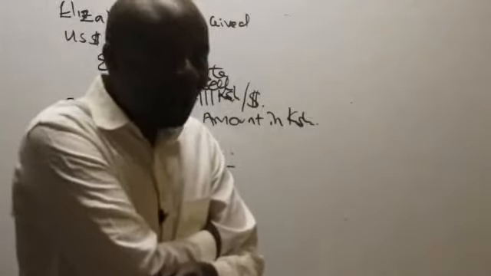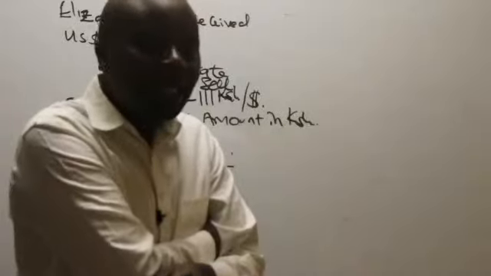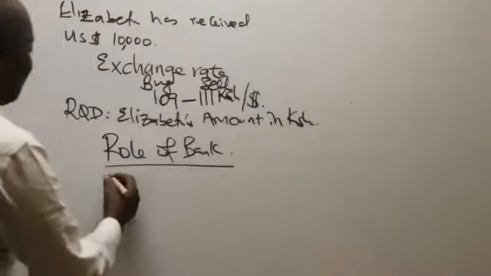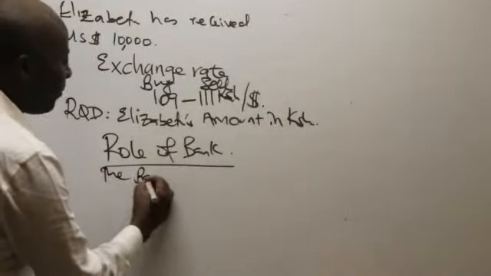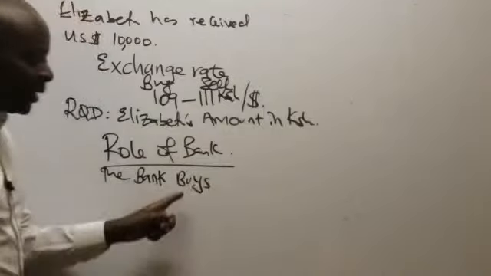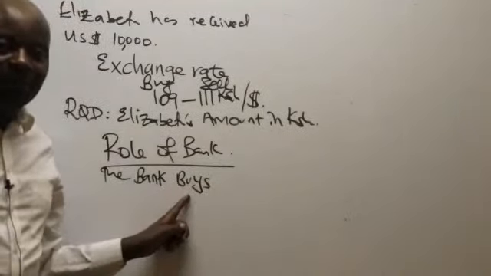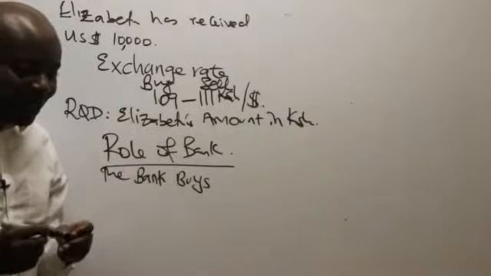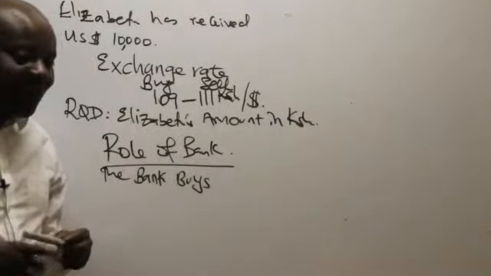So then I'm able to see what the bank will be doing. In this case here, the bank will be buying. So the bank buys. Are we together here that the bank will be buying this foreign currency? Yes, but now there is a problem.